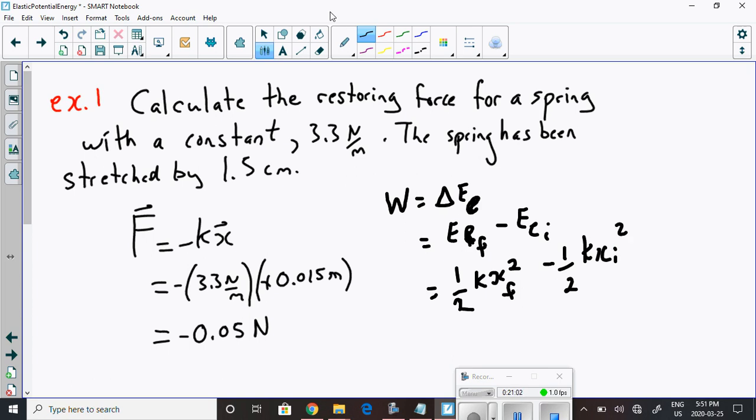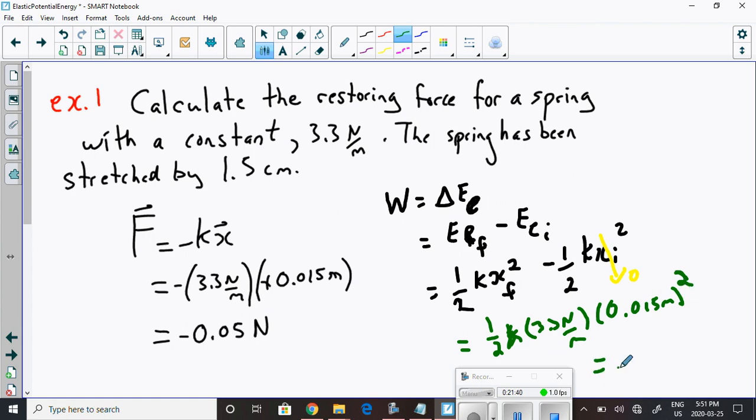Now remember what I said. I said let's assume it starts from the rest position where x is 0. So that means that whole term is gone. x was 0 at the start. And now I can calculate the work done on the spring, and therefore its newly gained elastic potential energy. It would just be a half k, where k is 3.3 newtons per meter, and x is 0.015 meters, and we have to square it, and we could calculate how many joules of elastic potential energy has been gained.